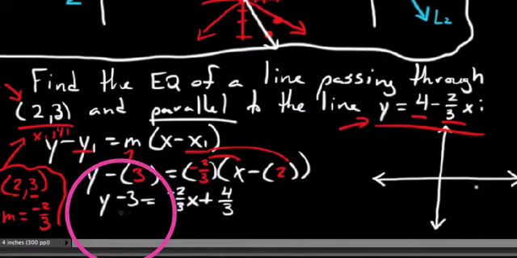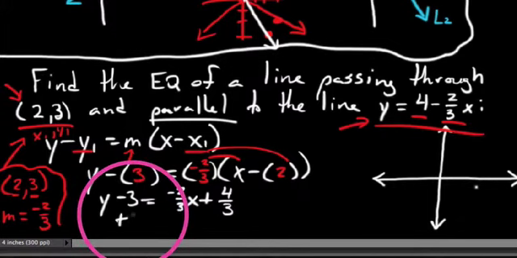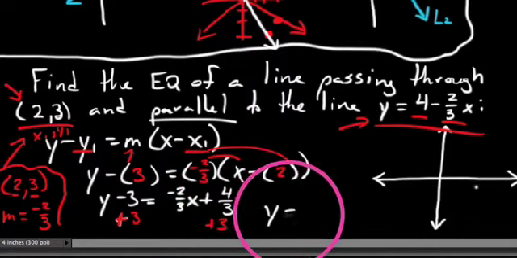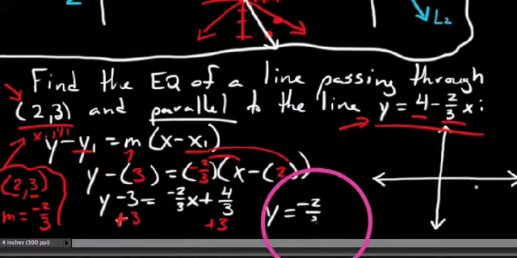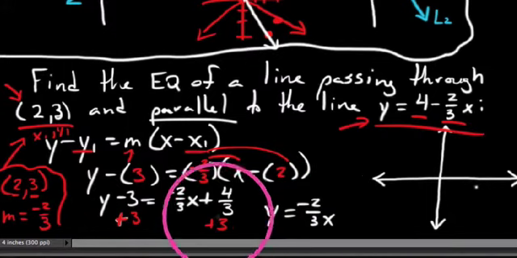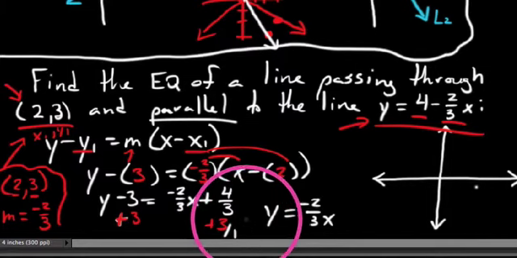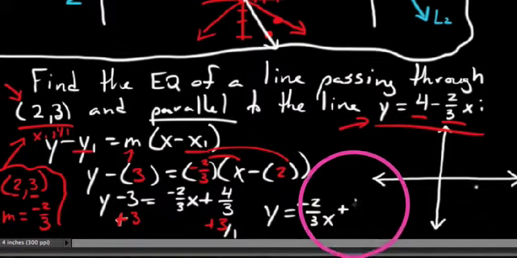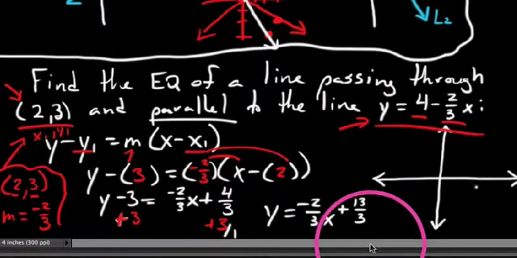So the last thing to do here is we'll add 3 to both sides. Add 3 to the constants. So now we've got this. Y equals negative 2/3 x. Okay, and 3 plus 4/3, 3 wholes would be the same thing as 9/3. And 9/3 plus 4/3 would give us 13/3.